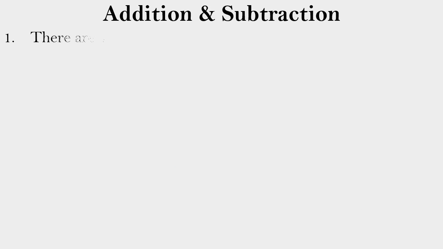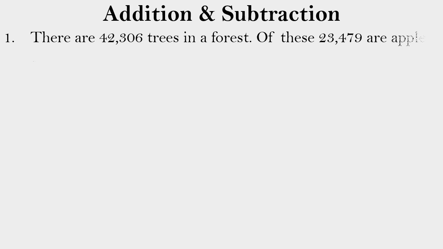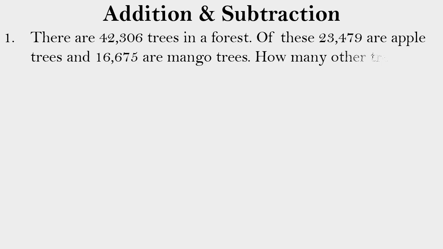Let's take an example. There are 42,306 trees in a forest. Of these, 23,479 are apple trees and 16,675 are mango trees. How many other trees are there in the forest?